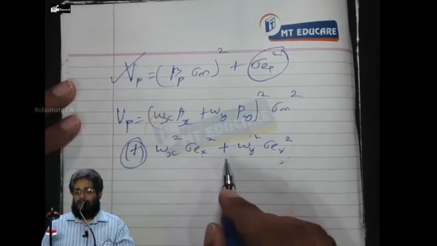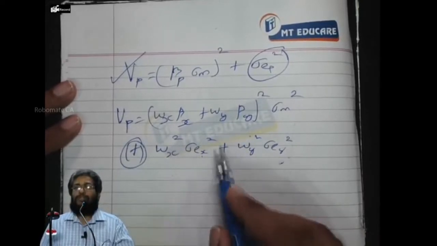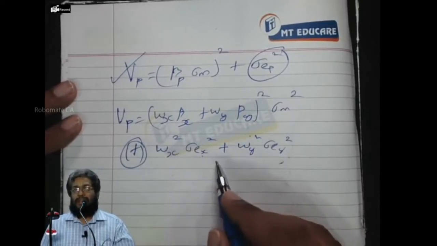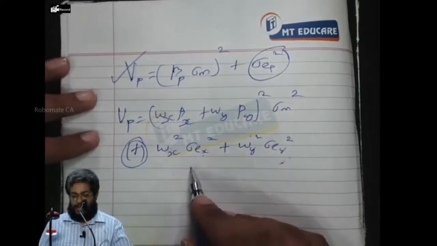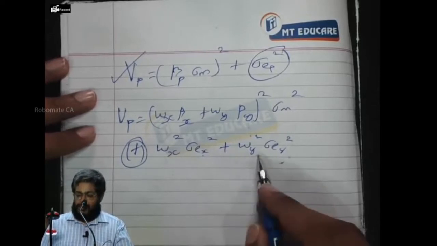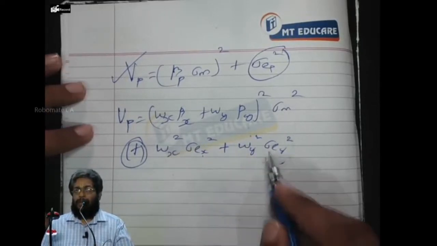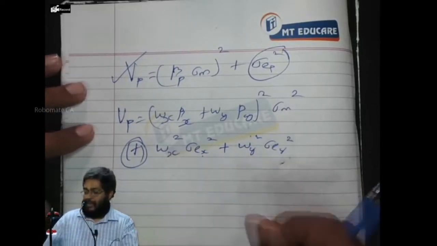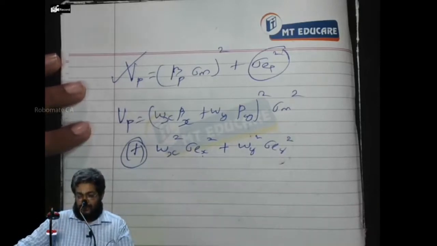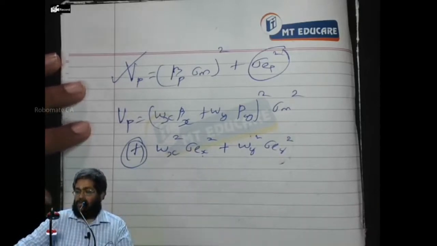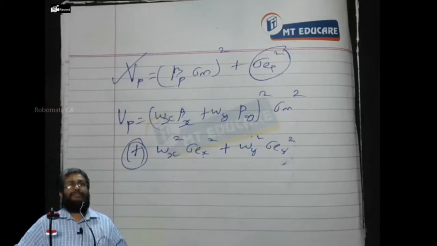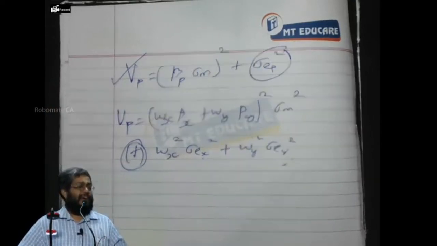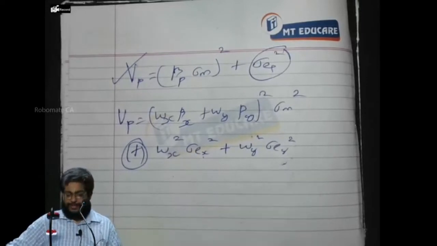WX square sigma EX square, that's the error of X, plus WY square sigma EY square. Can I proceed? Next. This can be further understood as follows.